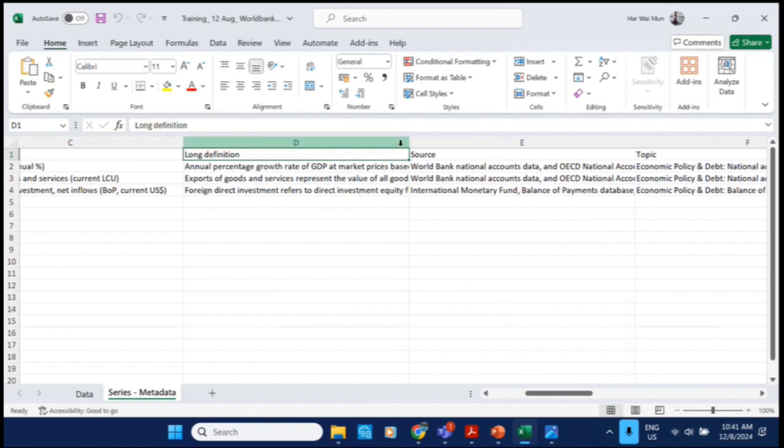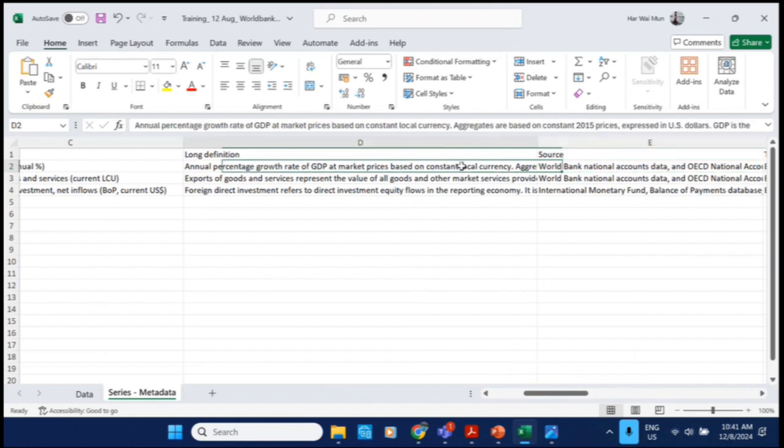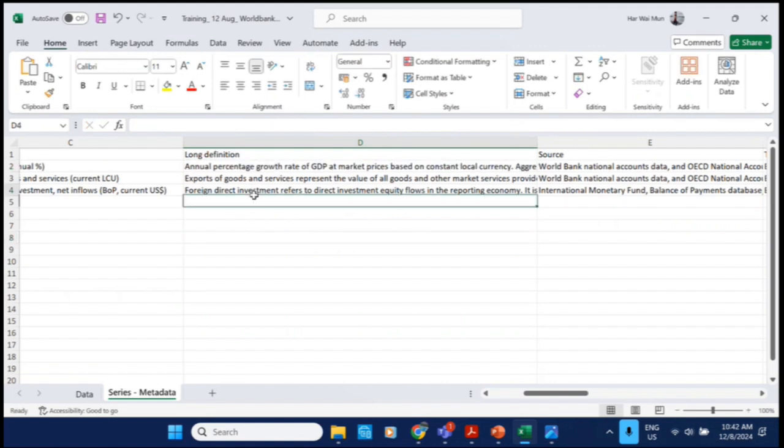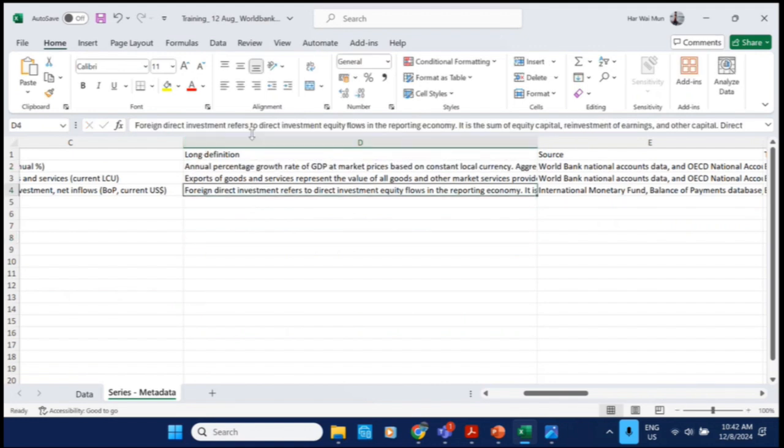So what do you mean by the GDP that you download? This one, of course, is not important. This one is important: it's the annual percentage growth rate of GDP at market prices based on constant local currency. So in this case, it is at market price, constant local currency, aggregate based on 2015 prices. Sometimes you may not use it, but sometimes you may need to use it. Foreign direct investment refers to direct investment equity flow.